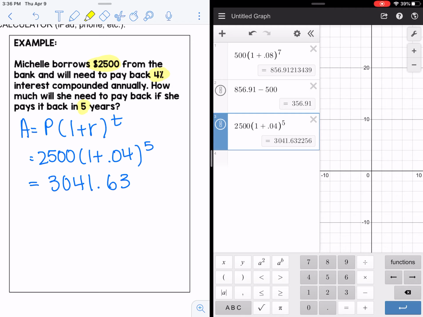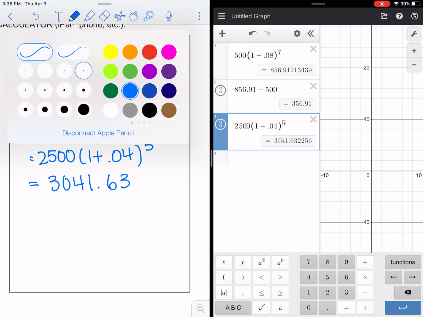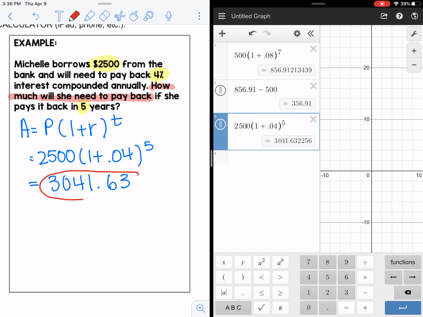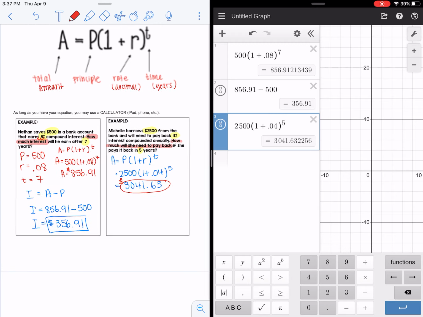So it said, how much will she need to pay back? So it's asking you the total amount that she needs to pay back after the 5 years. So it's not just asking for the interest. You need to figure out the total amount, and this formula gives you the total amount already. So that actually concludes our problem. We do not need to figure out the interest, and it's going to be dollars and units, and that is it for this practice or these notes.